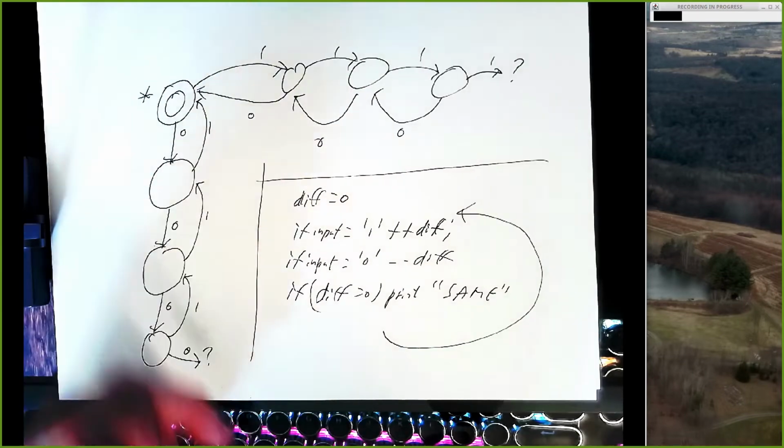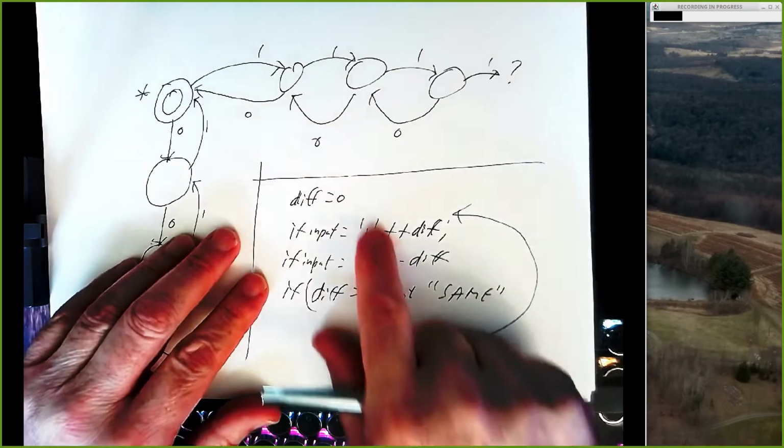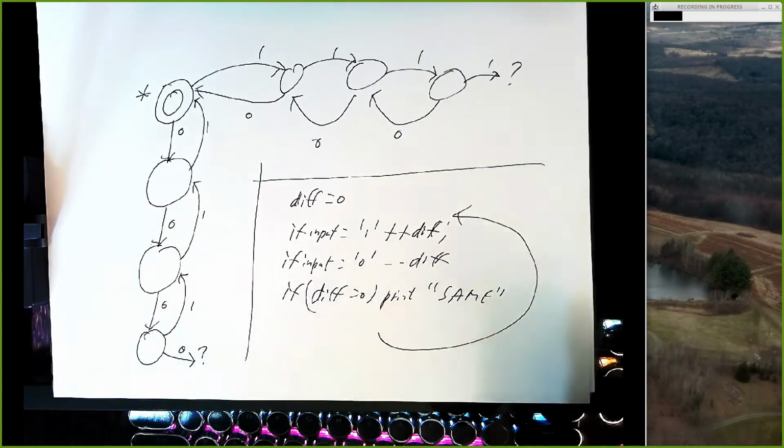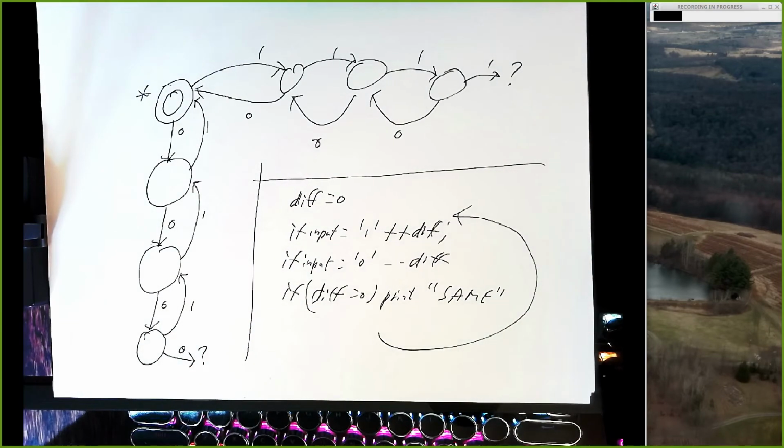And I could use 2 counters. I could use 1 counter to count how many 1s, another to count how many 0s, and then if those 2 counts were the same, I could say, hey, I've seen the same number of 1s and 0s.